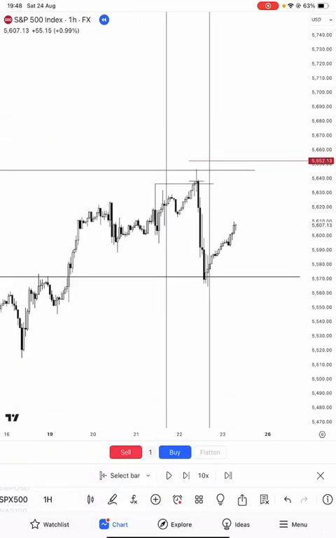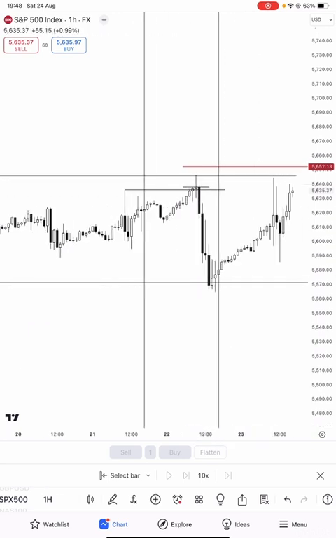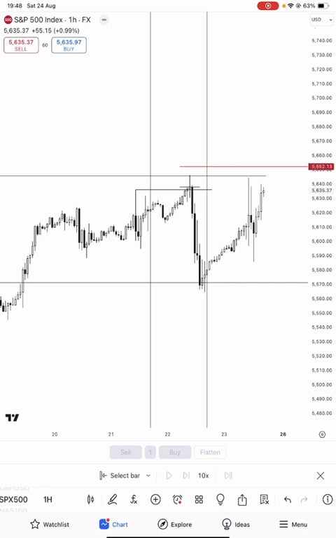Look. Let's go to the 30 minute, also the hourly. The market turned on itself, so perfect entry and perfect exit.